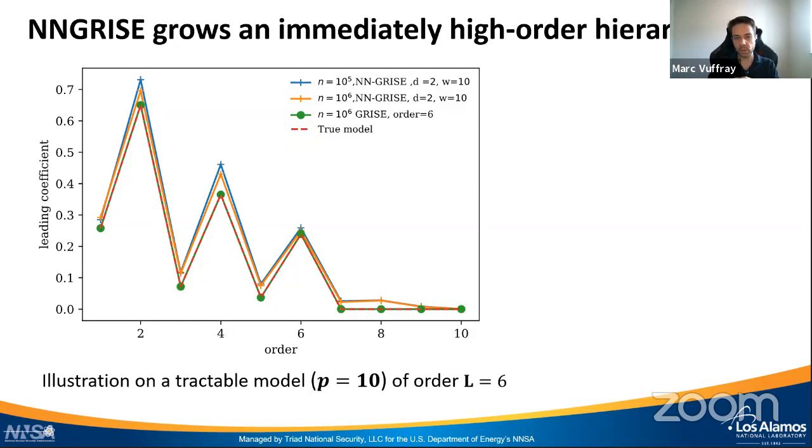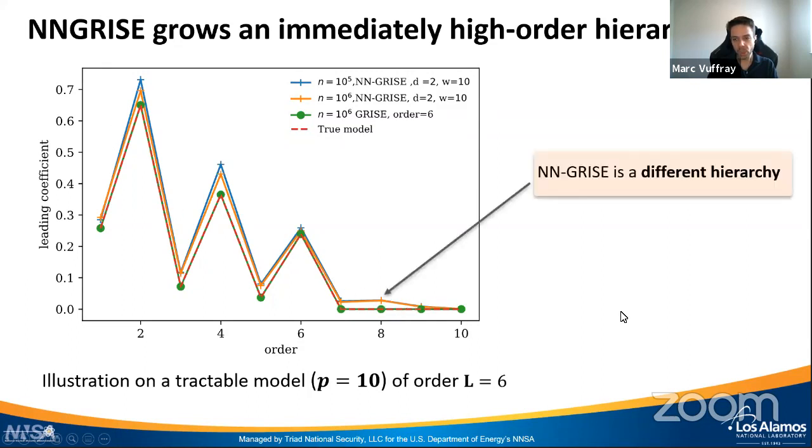And the way we check it is, once it was trained, we expanded the neural net on a certain polynomial basis, which was kind of expensive to do, to recover the different coefficients of the neural net on this polynomial basis, to see that indeed coefficients all the way to order 8 or 9 were non-zero. So this is just to say that this neural net GRI is a different hierarchy, grows in a different way, and represents higher order interactions very quickly.